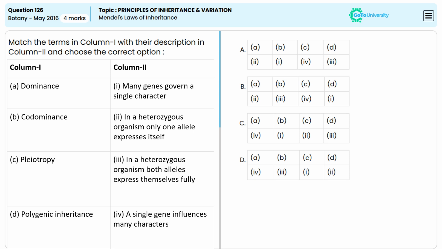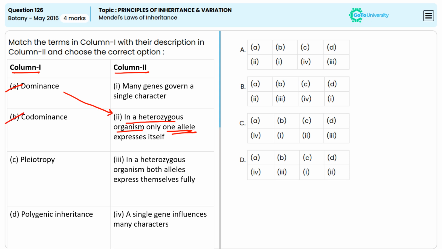In this question, you have to match the terms in column 1 with their description in column 2. First one, we have dominance. So in dominance, when two alleles are present in a heterozygous organism, only one allele expresses itself and the other is masked. So that means the correct answer is in a heterozygous organism, only one allele expresses itself. So A matches with the second one in column 2.